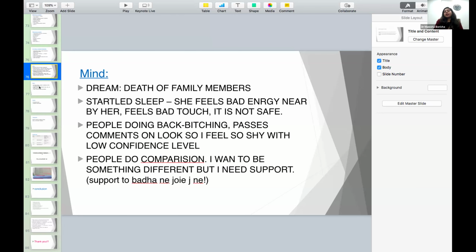Mind: she has continued dreams about the death of family members. Startled sleep. She feels bad energy near her. Feels bad touch, it is not safe. People do backbiting and pass comments on her looks, so I feel shy with low confidence. People do comparison. I want to be something different, but I need support.